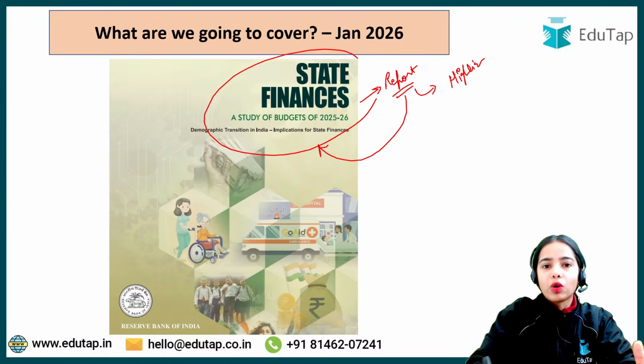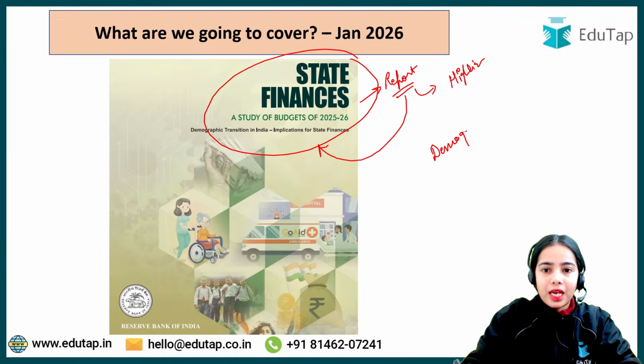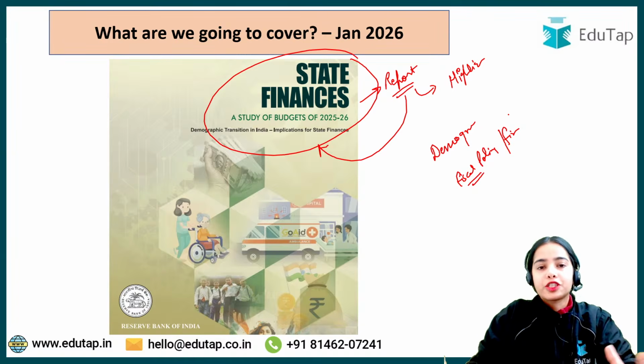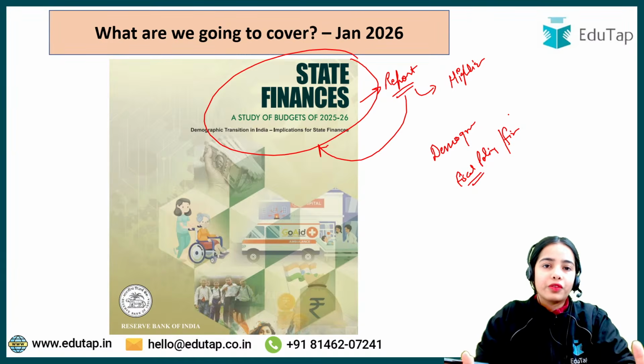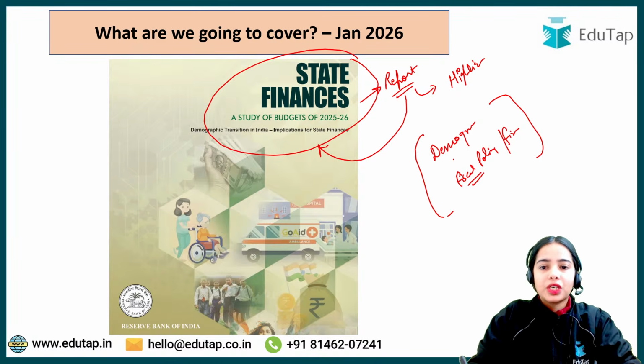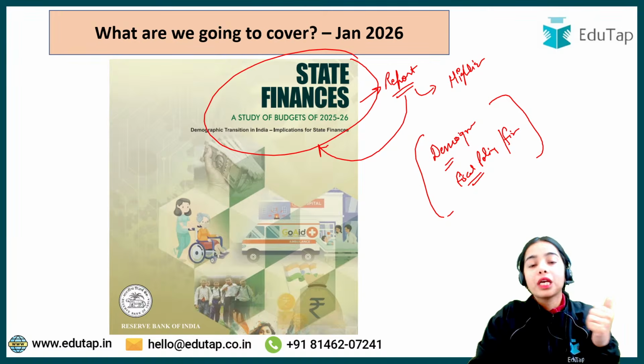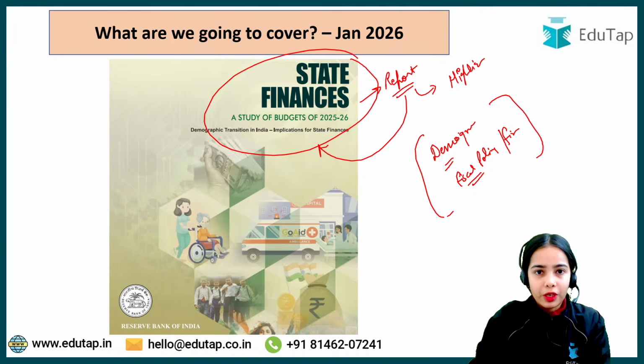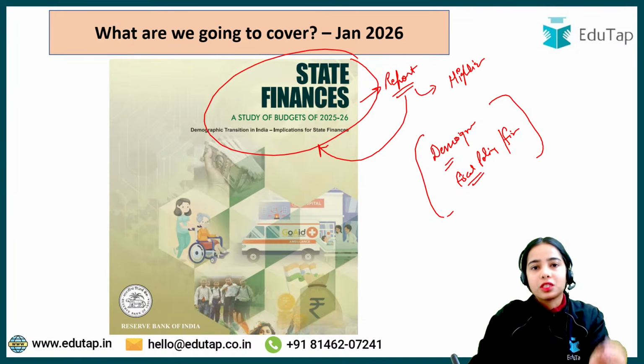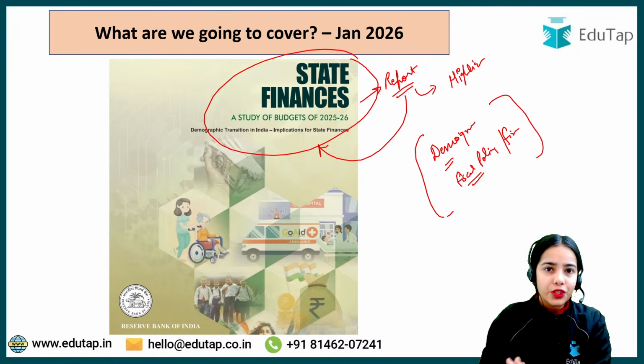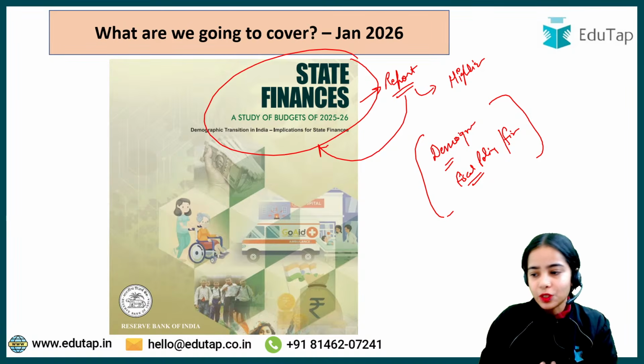This report talks about the demographic transition, as well as the fiscal policy, and the fiscal stability of the state finances. It shows us the finances of the state governments. All of this we are going to discuss in the session, and this is going to be very important from your descriptive point of view as well as from your objective point of view. This report of the Reserve Bank of India is released once a year, and it is important from the examination perspective.